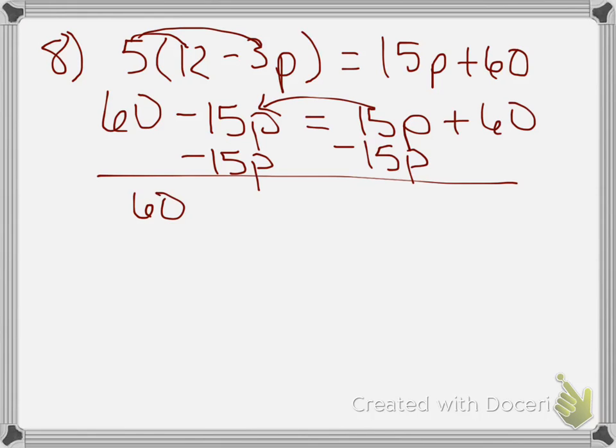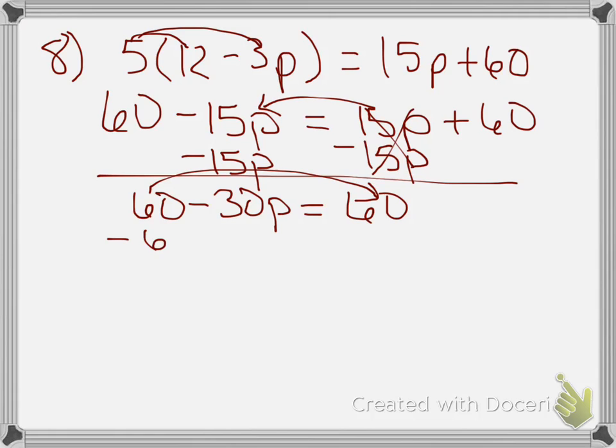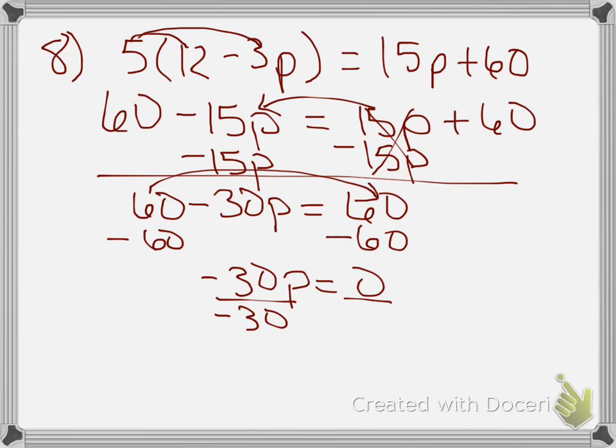Now I've got 60 minus 30p, because these cancel out, equals 60. Now when I move the number to the left, minus 60 minus 60, I get negative 30p equals 0. Divide by negative 30. Anything divided into 0 is still 0. So this answer came out to 0.